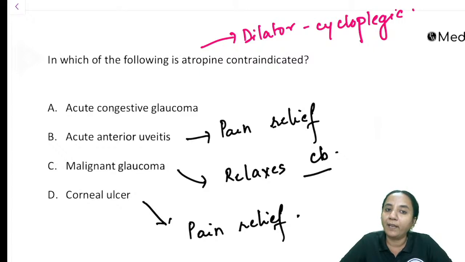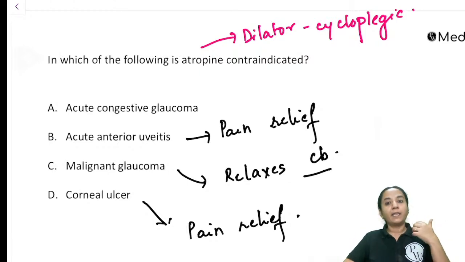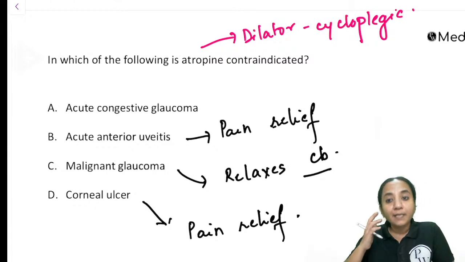So for acute anterior uveitis and corneal ulcer, atropine is given as an adjuvant because it relaxes the ciliary body and decreases the pain. In malignant glaucoma, it is a drug of choice because it relaxes the ciliary body and brings it back into position and actually addresses the main pathology. So in these conditions, it is to be given.